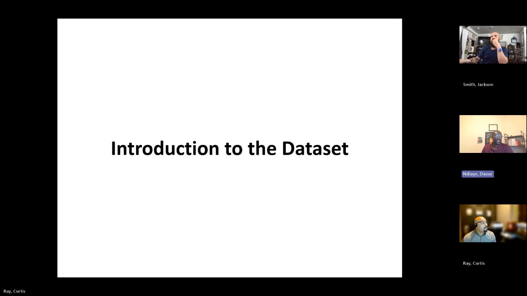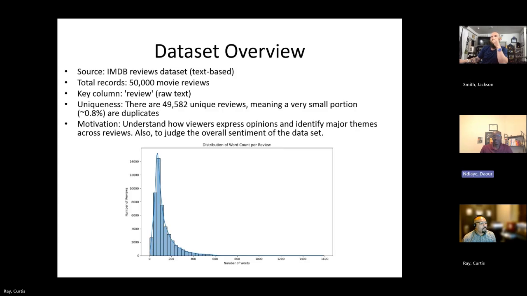Introduction to the data set. We can go to the next slide so we can go to the overview. So for the overview, the data set we use contains actually 50,000 IMDb movie reviews, all text-based. Interestingly, we found that around 49,582 are unique, meaning only a small fraction, about 0.8%, actually duplicates, which is great and a great starting point for textual analysis.